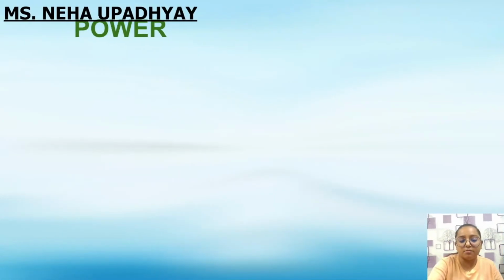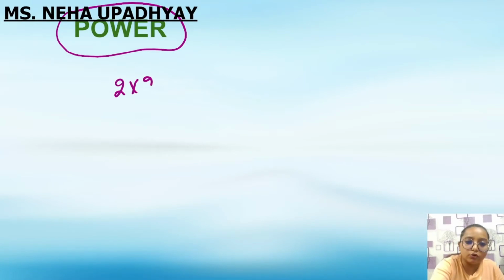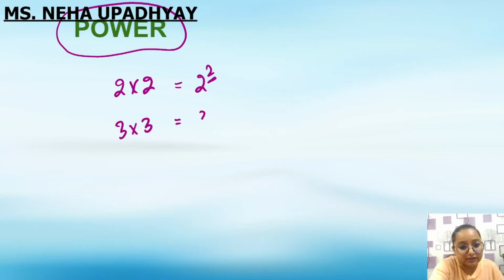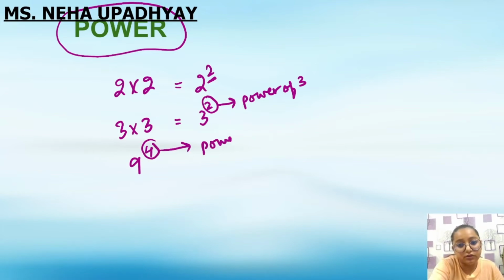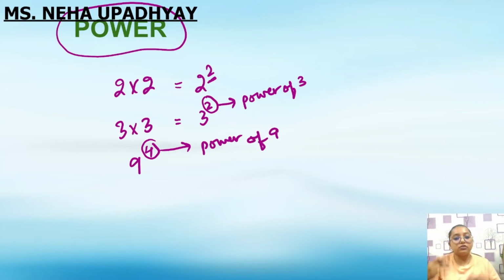Now, if we talk about power, what is the power of a number? If I write 2 into 2, we can write it as 2 square. And what is this 2? 2 is the power. If I write 3 into 3, what is it? 3 square. And what is 2? 2 is the power of 3. Now if I write 9 raised to power 4, what is 4? 4 is the power of 9. Very good. So we have discussed power for constants.